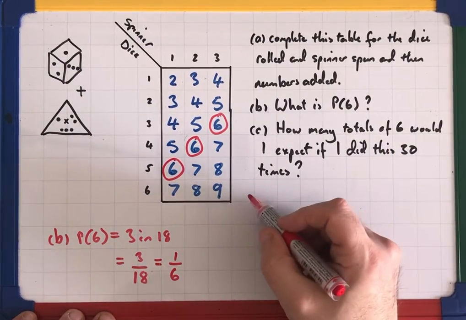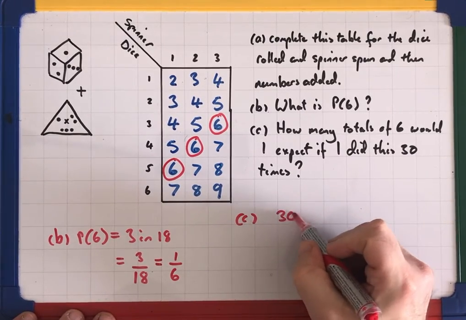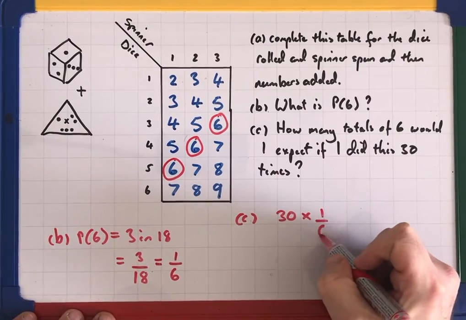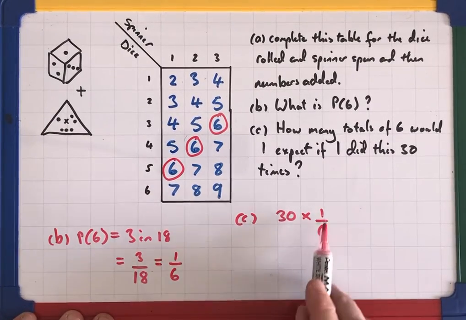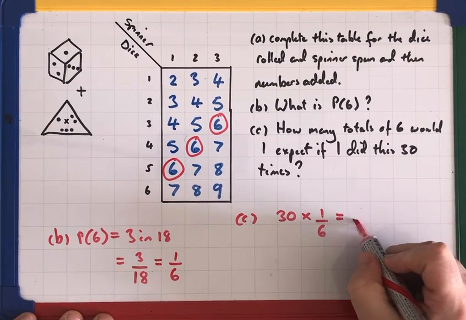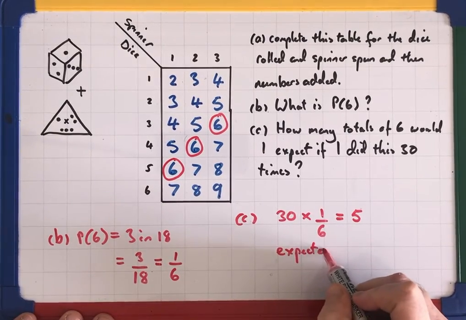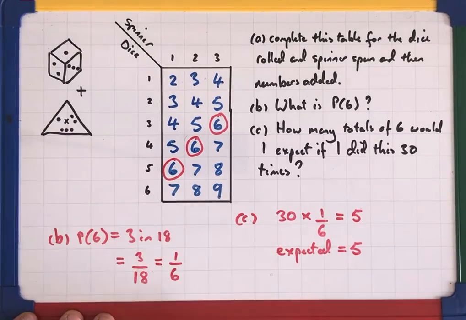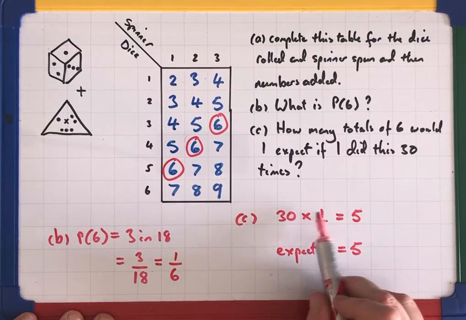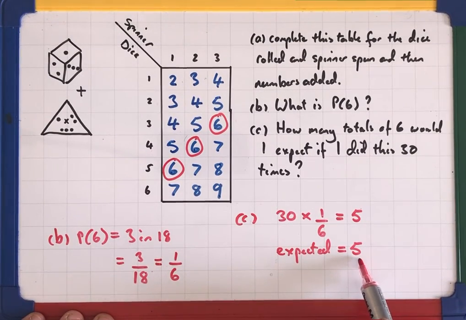Well, what we do is we do 30 times the probability. Yes? And if you remember, if you multiply by a fraction, you divide by the bottom. So that would just be 5. So the expected number would be 5. Remember, fraction, you divide by the bottom, you multiply by the top. Now that doesn't mean we would always get 5 if we did it 30 times. It's just the most likely number that we would get.